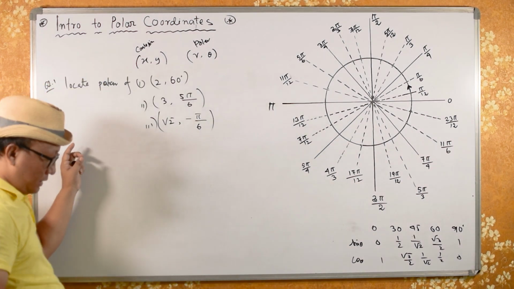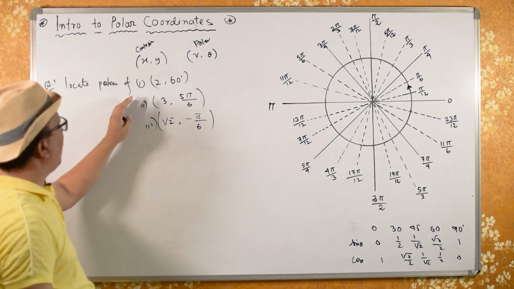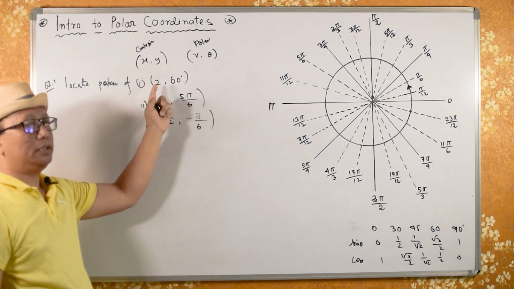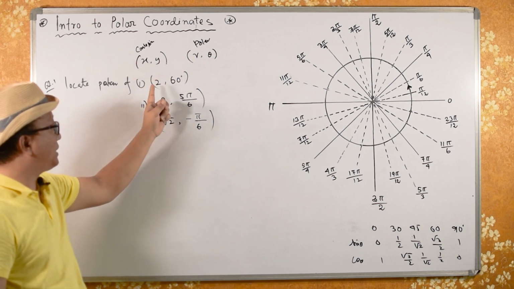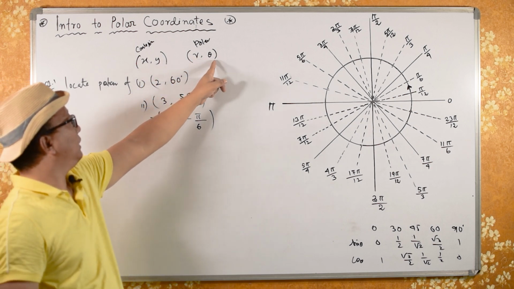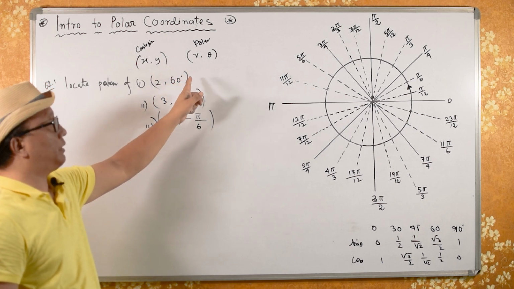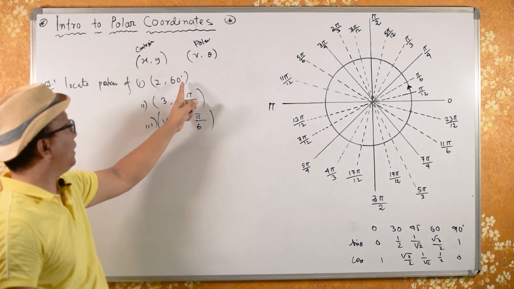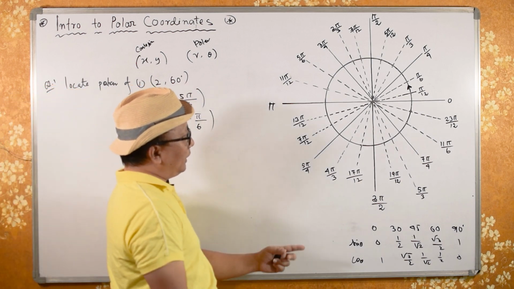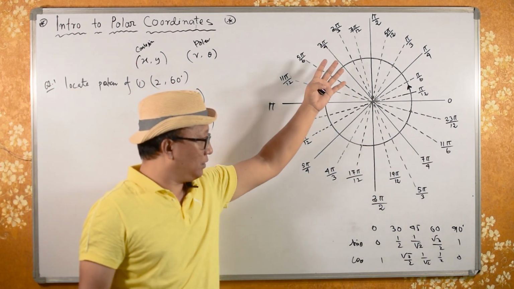Now question number 1 is: locate the polar point. Polar means what? The first coordinate is r, which means distance, and then the next one is the angle. They might give you the angle in terms of degree or in terms of radian. So look over here, let's see what this is.